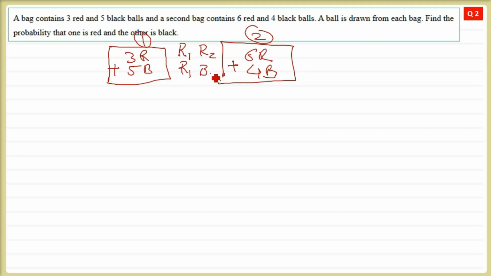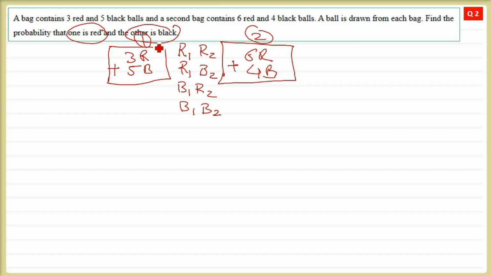First one gives red, second one gives black. First black comes, second one red, and first black and second also black. So these are the four combinations or four possibilities that can come.